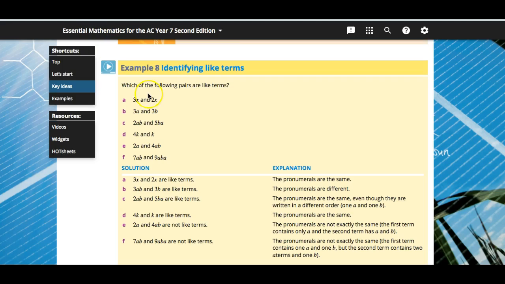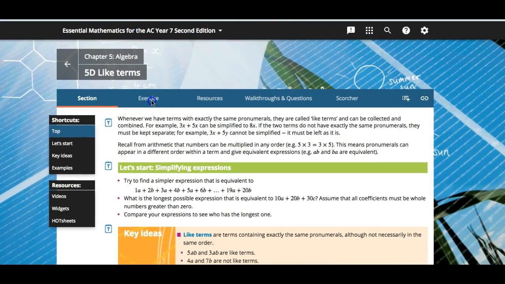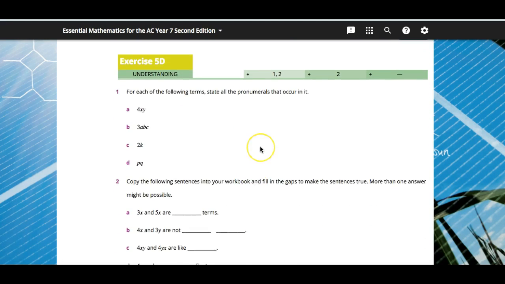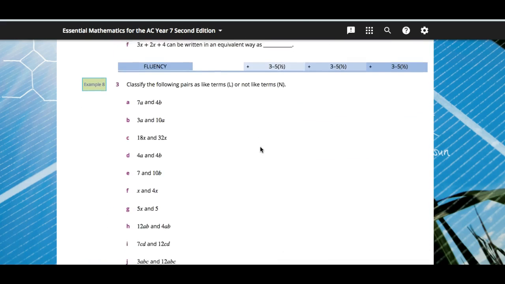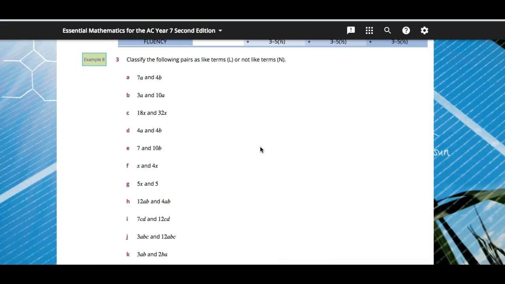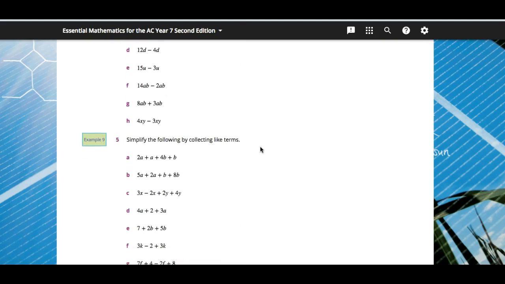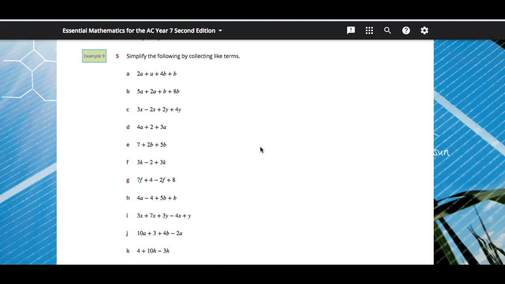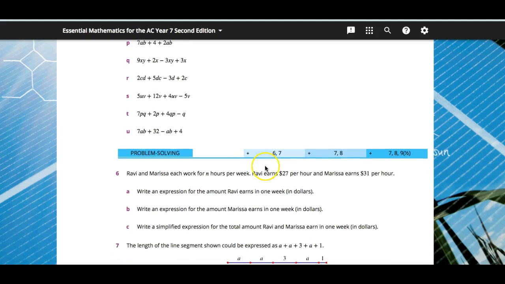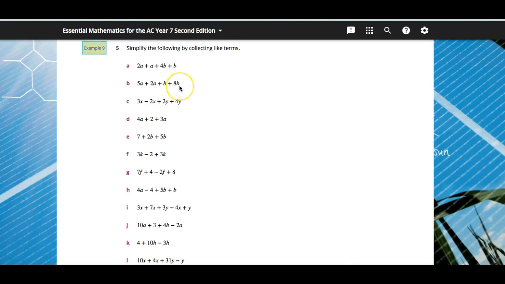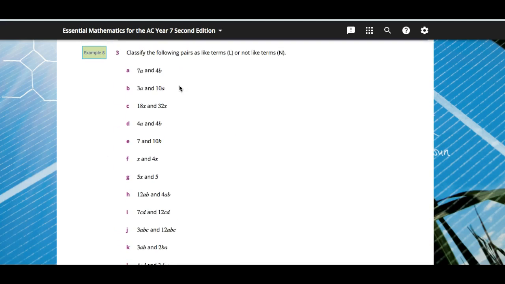All right, let's look at some questions. For this one, I asked you to start at question 6, but there's nothing that is going to hurt you from doing the questions before it. They do start off easy, especially question 3. Classify them as like terms or not like terms. Actually, no, I started off at 3. Sorry, let me go back. Questions 3 to 9. I don't know why I thought it was 6, maybe that was the previous week. All right, let's start at question 3. I'm getting my weeks mixed up.